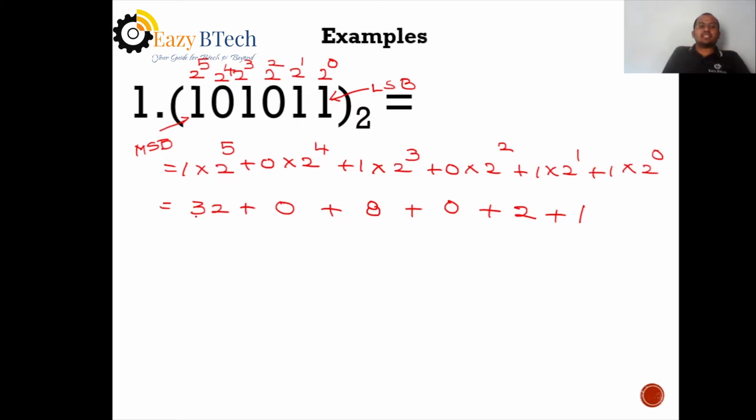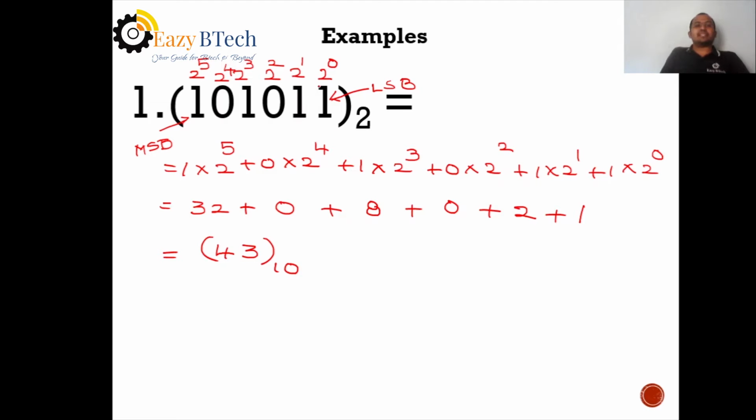So what is the corresponding value? 32 plus 8, 40, 40 plus 2, 42, 42 plus 1, 43. So for the given binary number 101011, the corresponding decimal equivalent is 43 to the base 10. Right? Is it clear?